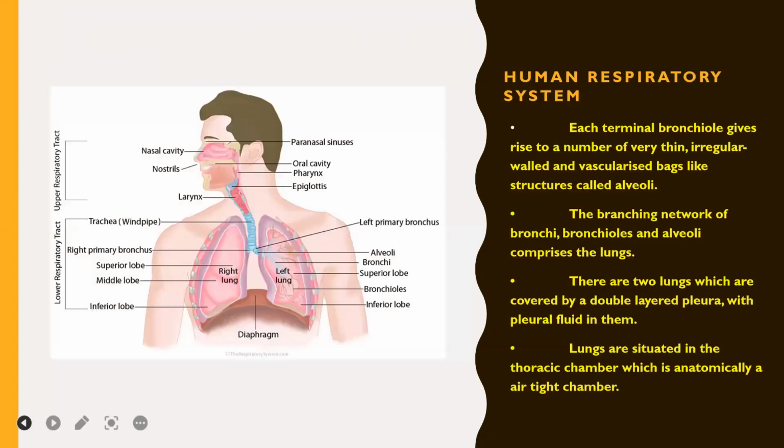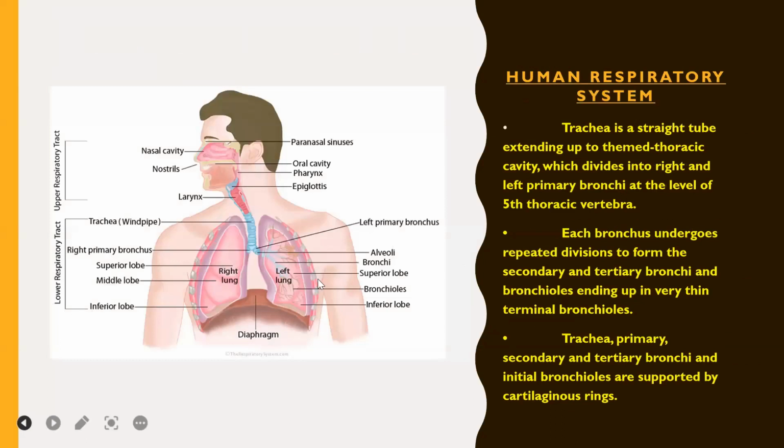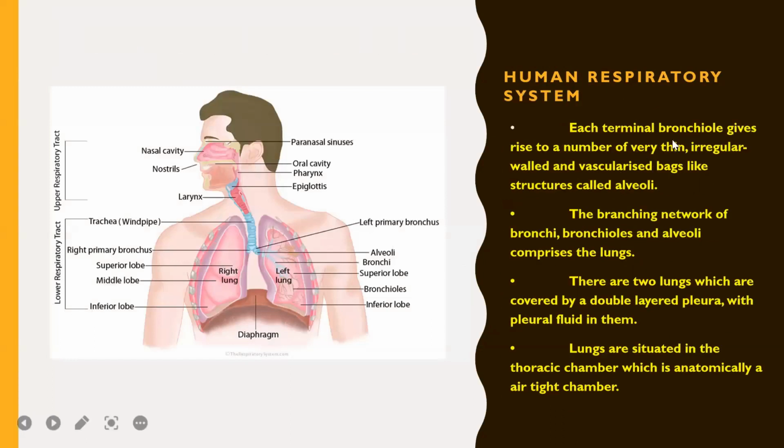Each terminal bronchiole branches into very thin-walled, irregular, bag-like structures which are rich in blood vessels. Those are called alveoli, or air bags. The branching network of bronchi, bronchioles and alveoli comprises the lungs. So all these branchings will be present in the lungs.